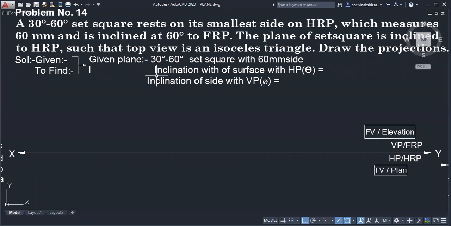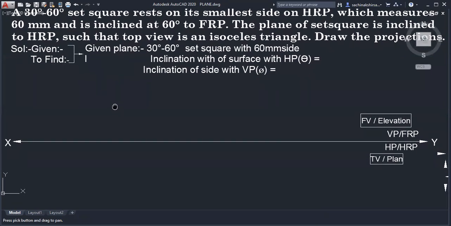So how is it resting on HP? We read the problem statement: on its smallest side. What is the length of that side? 60 mm. The smallest side is 60 mm. So how can we start the problem? What is the relation between the sides of a 30, 60, 90 set square? We will start now without discussing. Let us start. From where do I have to start? Who will tell?